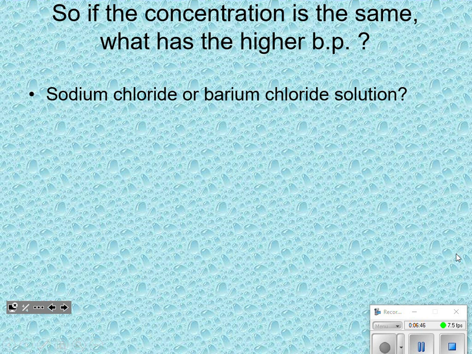What's the formula for sodium chloride? NaCl. What's the formula for barium chloride? BaCl2, which means for NaCl, there's 2 particles floating around for every 1 NaCl. For barium chloride, there's 3 particles. So if they're the exact same molarity, the barium chloride solution would have a higher boiling point.